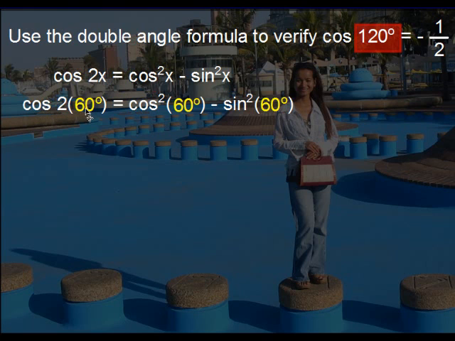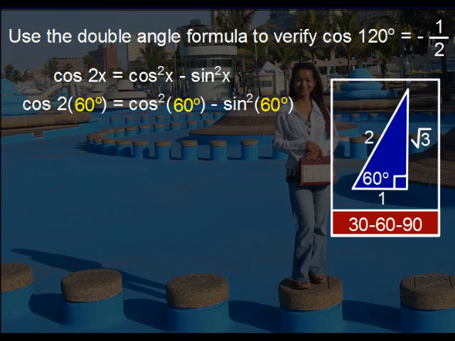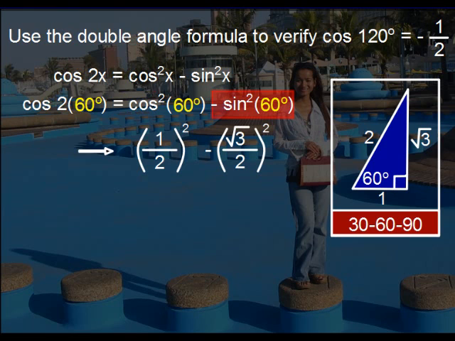The cosine of 2 times 60, which is 120. So that'll be the cosine squared of 60 minus the sine squared of 60. Since 60 is a special angle, why don't we refer to the 30, 60, 90 triangle to help us evaluate this. The cosine of 60 degrees is adjacent over hypotenuse. That's 1 over 2, and since it's squared, we square the whole fraction. And the sine of 60 is root 3 over 2.